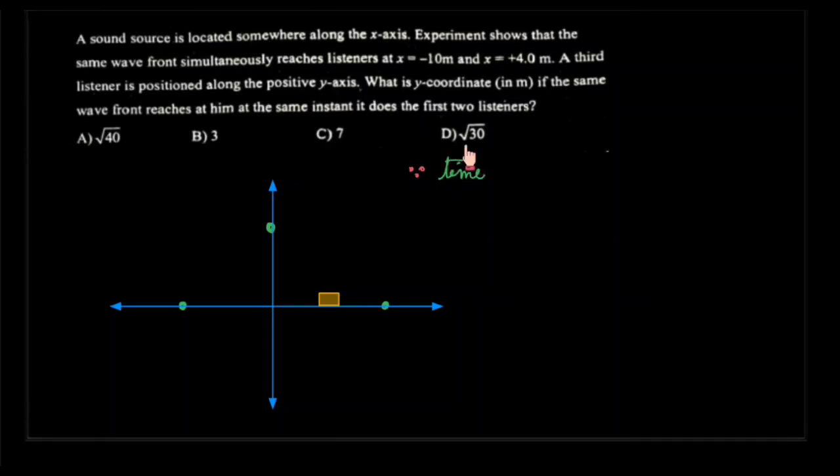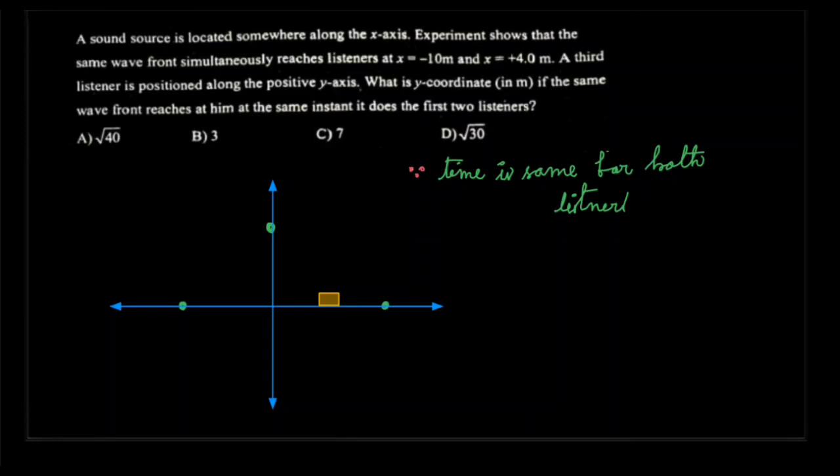That is the only logic. The time is the same for both listeners. One listener is positioned along the positive y-axis, and there is one more person here. What is the y coordinate? If the same wavefront reaches him at the same instant, what time does it take to reach the listeners first? Fine.